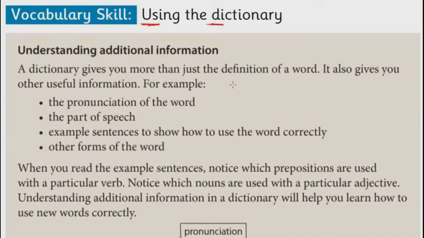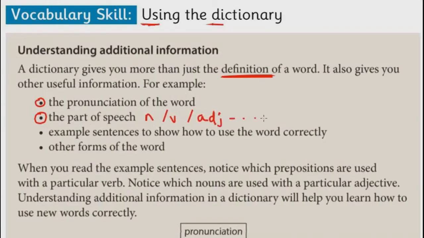So the dictionary, as you know, gives us the definition of the word. It tells us the meaning of a word, but it also gives us more. It gives us the pronunciation of the word, how to say the word. It tells us the part of speech that the word is. Is the word a noun? Is the word a verb? Is the word an adjective, or is it another part of speech? And a dictionary will also give you example sentences, so you can see how to use the word in a sentence, and it can also give you other forms of the word.